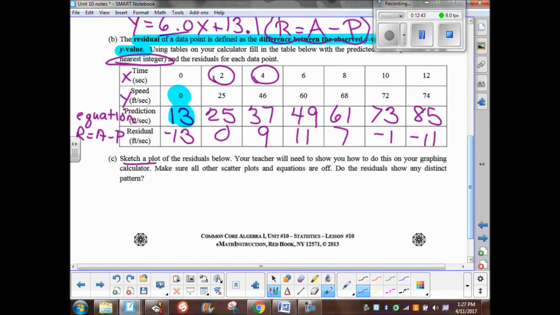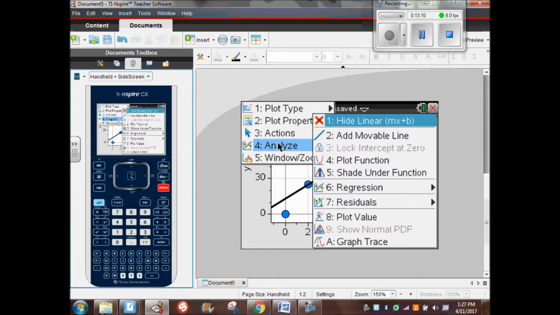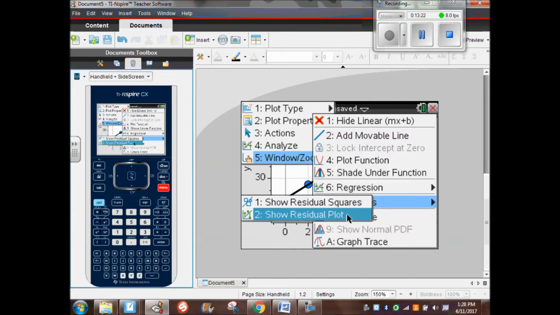Now it says sketch a plot of the residuals below. Your teacher will show you how to do this on your graphing calculator. The calculator is going to do this for us as well. Make sure you're on your scatter plot. Go to Menu, Analyze. We're looking for the residuals, a residual plot. We've already got the regression in there. We want Residual, number 2, Show Residual Plot.